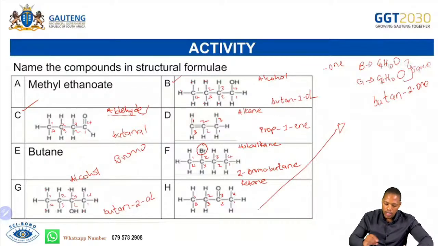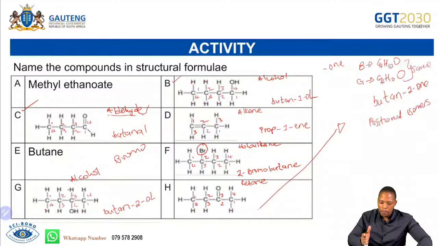So what do we call these two structures? They are called isomers. What type of isomers? Positional. They are positional isomers. Why are they positional isomers? They have the same molecular formula, but different position of the functional group. The position of the functional group here is on carbon number 1. Here it is on carbon number 2.